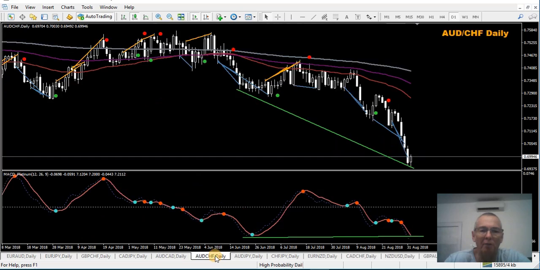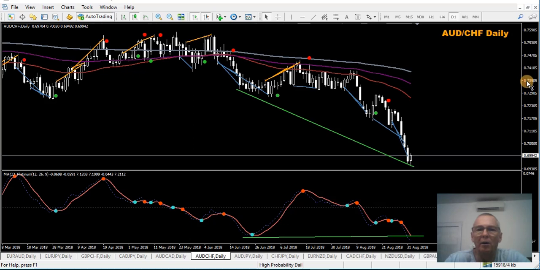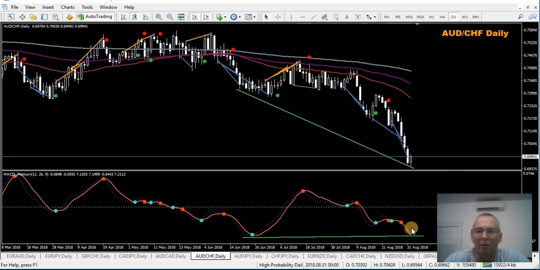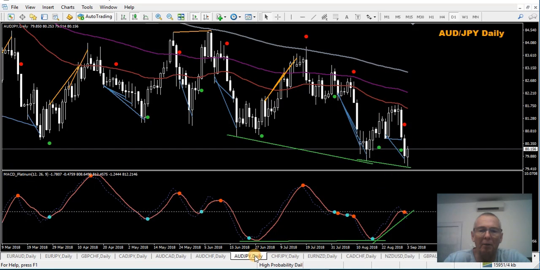High risk stuff though. AusSwiss. This is one I think is a bit overextended to the downside. So I'm getting ready for a potential buy. Hopefully the MACD will hold here, at least give me a double bottom at worst. So give me divergence there, then I'll be looking to take this to the upside. I'm thinking that's a long way down that quickly too. But nothing at the moment.